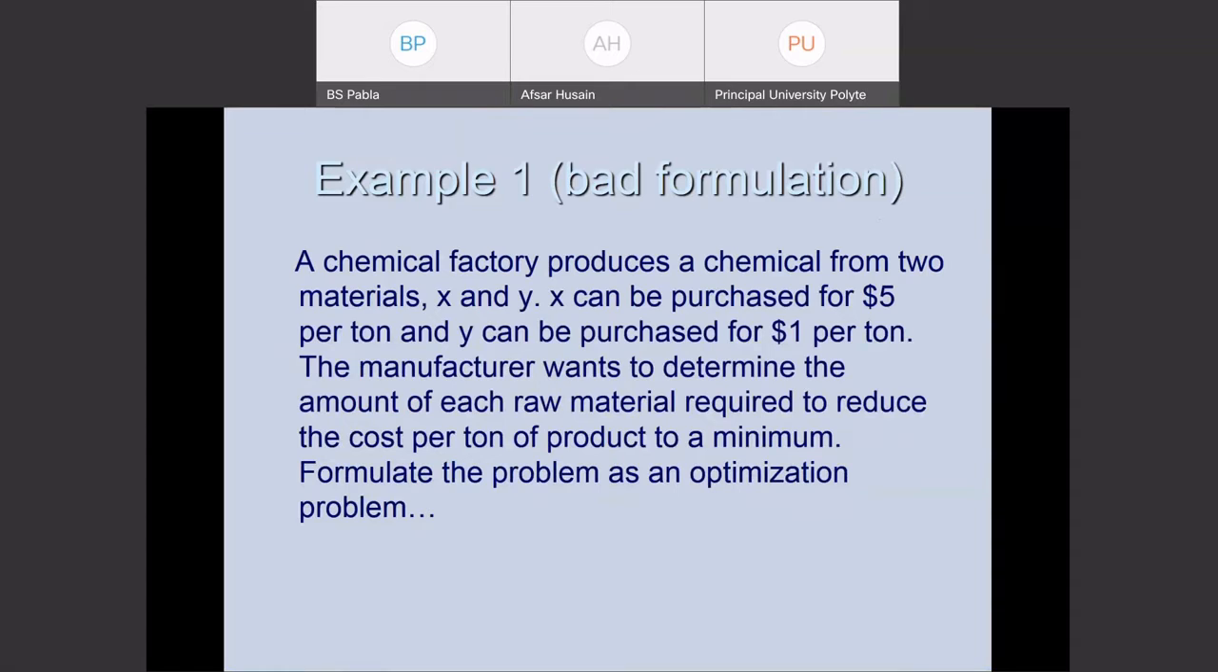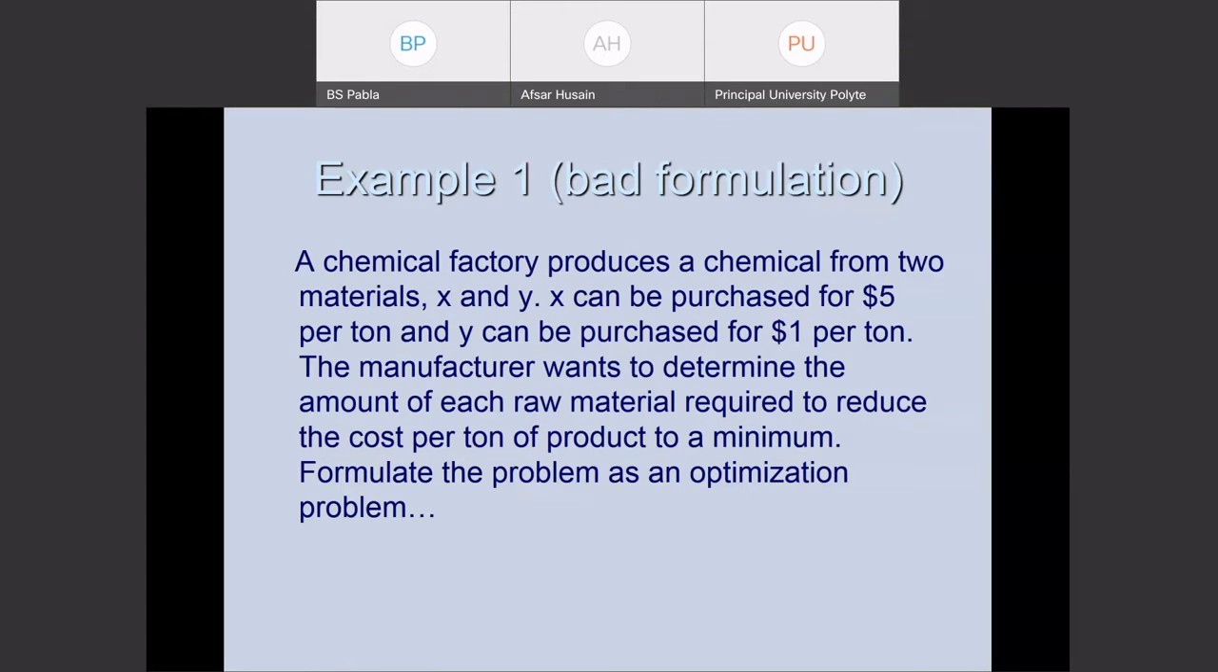You see, formulating the optimization problem is a very important part of the optimization process. If you are not able to define the problem properly, if you are not able to make a mathematical model of the physical problem, you are, in fact, bound to fail. You will not get the results that we want. So let's say somebody says it is a bad formulation.